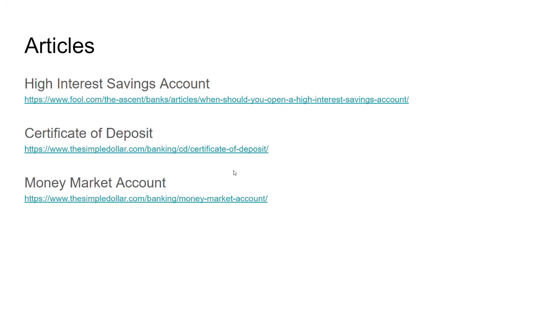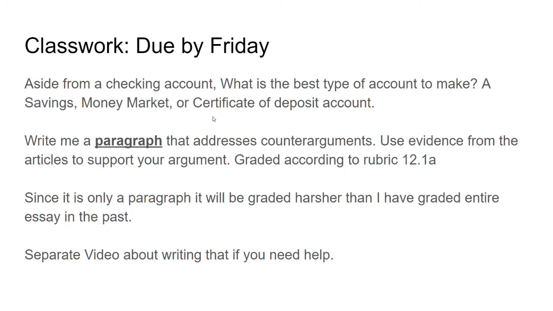So what I want you guys to do is read these 3 articles: high interest savings accounts, certificate of deposit, money market accounts, and then answer this question that's due by Friday. What is the best type of account to make? A savings, money market, or certificate of deposit account? Write me a paragraph that addresses counter arguments. Use evidence from the article to support your answers. It'll be graded according to rubric 12.1a. Since it is only a paragraph, it'll be graded harsher than I have graded your essays in the past.